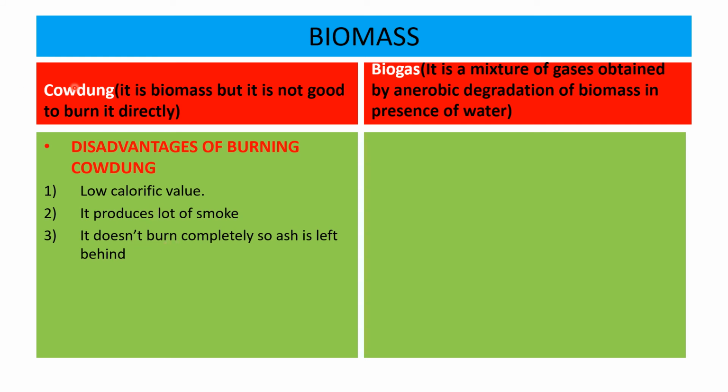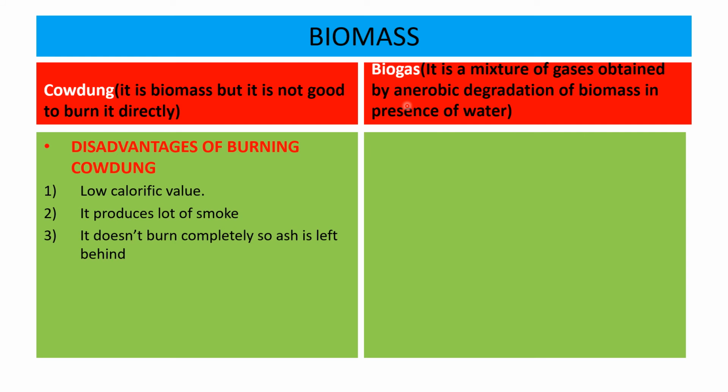So फिर हम क्या करते हैं? तो हम cow dung को use नहीं कर सकते. From cow dung we produce this biogas. Okay, so biogas क्या होता है? It is a mixture of gases. अभी हम देखते हैं कि कौन कौन सी gases होती है biogas में. It is a mixture of gases which is obtained by anaerobic degradation of this biomass in the presence of water. When I say anaerobic degradation, I mean in the absence of air and with the help of some anaerobic bacteria.